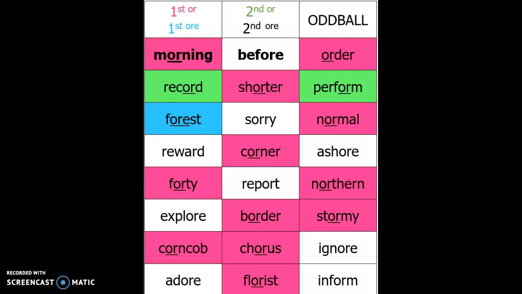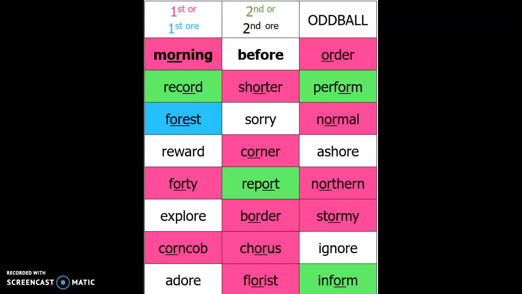The next word I can find is the word report. Please report to your homeroom. Report. That OR sound in the second syllable. And the last one in this category is the word inform. Please inform me of your decision for the birthday party. Inform. OR in the second half.